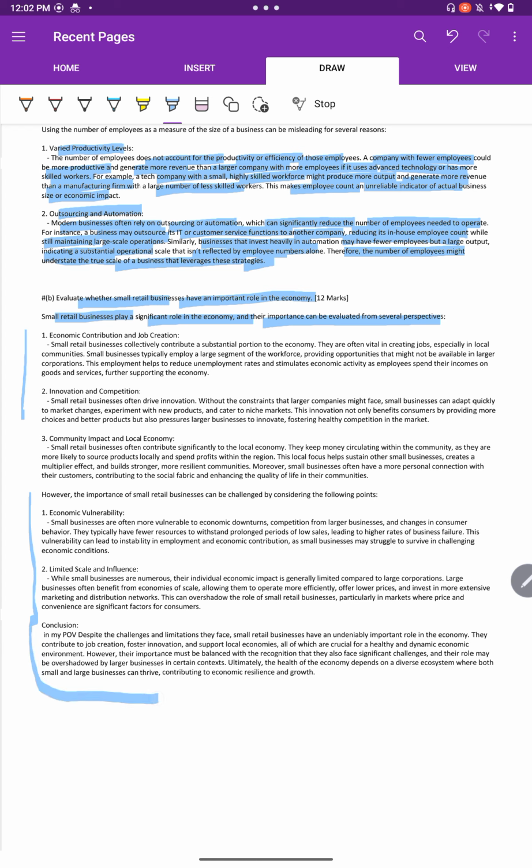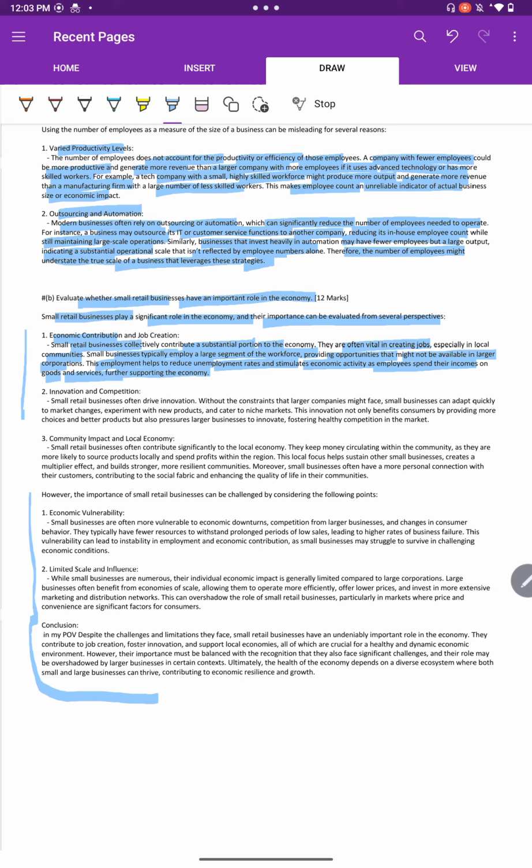The first one would be economic contribution and job creation. Small retail businesses collectively contribute a substantial portion of the economy. They are often vital in creating jobs, especially in local communities. Small businesses typically employ a large segment of the workforce, providing opportunities that might not be available in large corporations. This employment helps to reduce unemployment rates and stimulate economic activity as employees spend their incomes on goods and services, further supporting the economy.